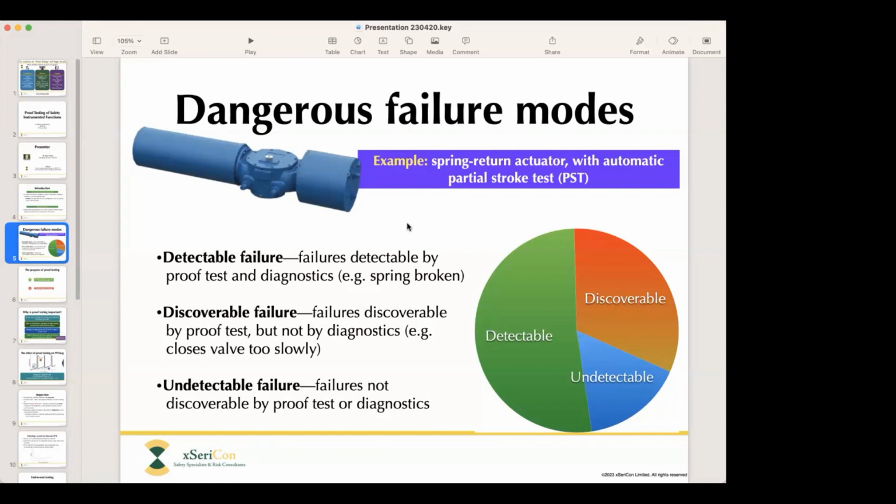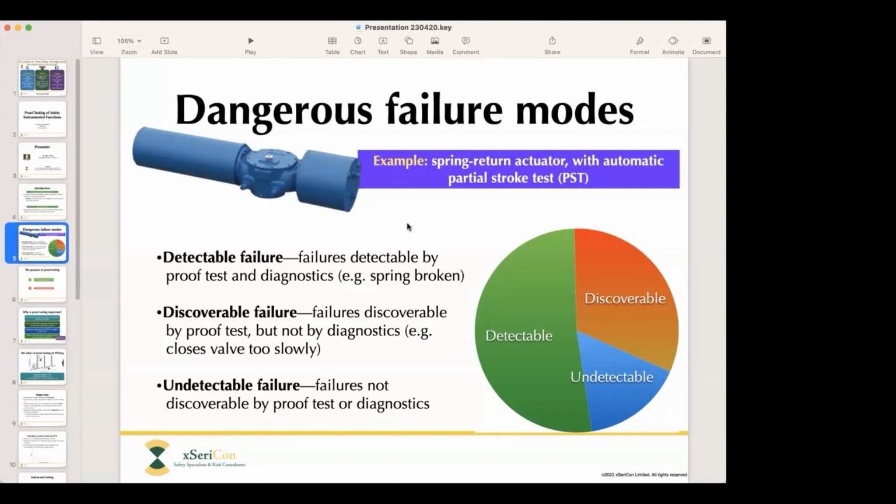But today we're more interested in the other kind of failure mode, which is called dangerous failure, which, as I said, is a failure that makes the SIF either unable to detect the hazard, or if it does detect the hazard, it's unable to take the necessary action to put the process into the safe state.